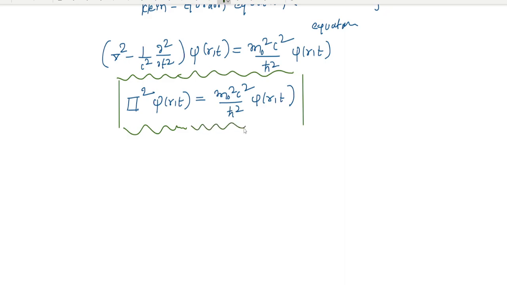Here the delta is represented by the D'Alembert operator. This delta is the D'Alembert operator, which is relativistically invariant. Therefore, this equation is relativistically invariant if psi is transformed like a scalar.